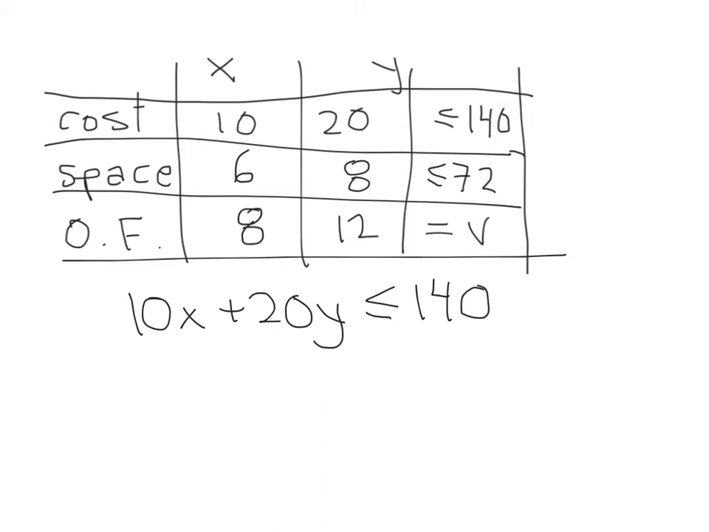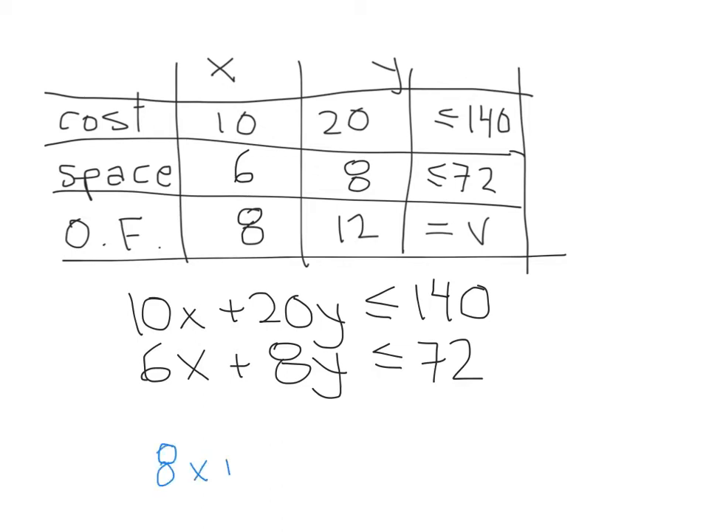That's actually not an equation, it's an inequality. It's a constraint that tells us that our costs have to be less than or equal to 140. For space, 6x plus 8y needs to be less than or equal to 72. And our objective function says that 8x plus 12y is what we're trying to maximize. This is our volume, and this is what we want to maximize.